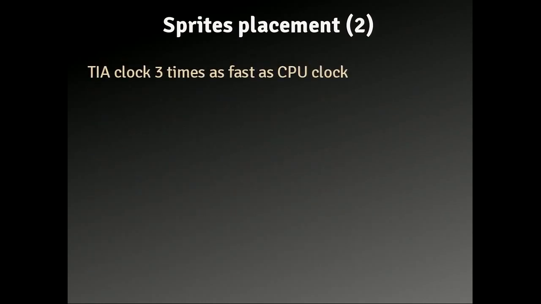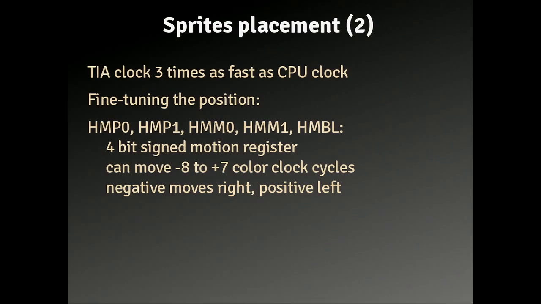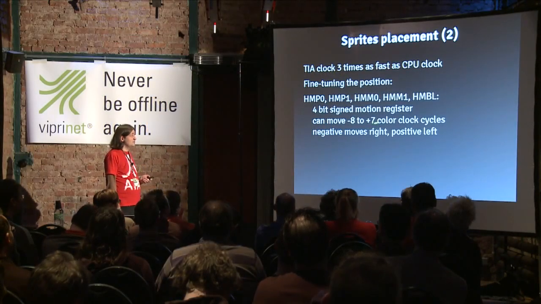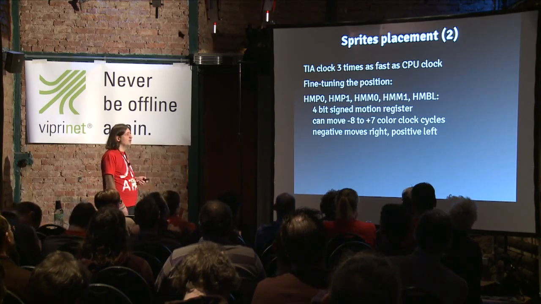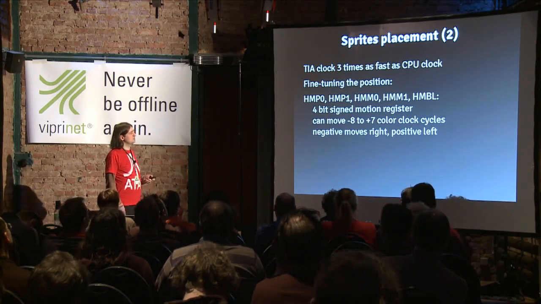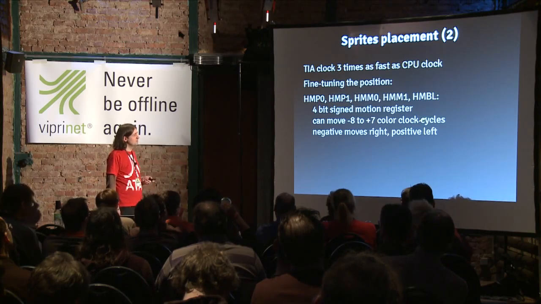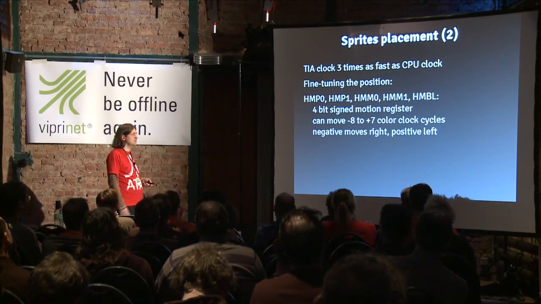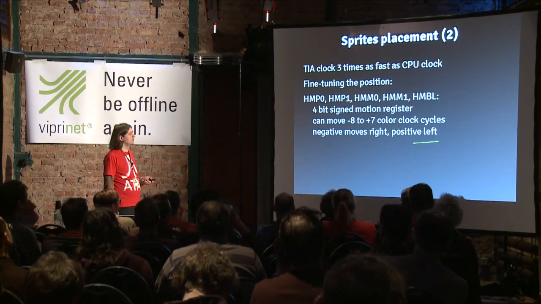So this leads us to the point where the TIA is 3 times as fast. How are we going to get fine-tuning? Because we can only place it at every 3 color clocks. There are move registers where you can say move by an amount from -8 to 7 pixels. And what was really demotivating was that it's not like you get it from mathematics. The negative is left and the positive is right. Now it's reverse order.